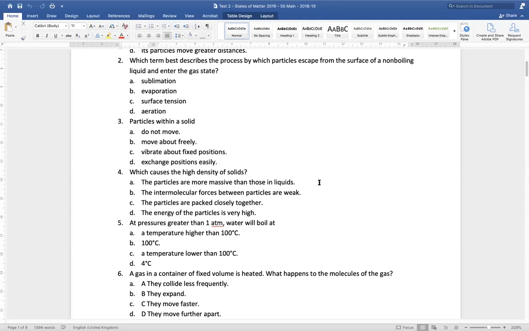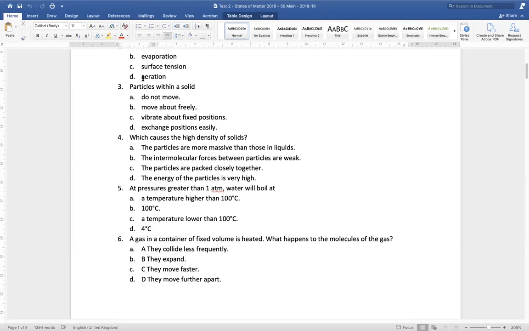How do particles in a solid behave? So particles in a solid, do they move or do they not move? We have a specific word for it. They vibrate. That was in your notes as well. So we say that these vibrate about their fixed position. So the answer here is C.